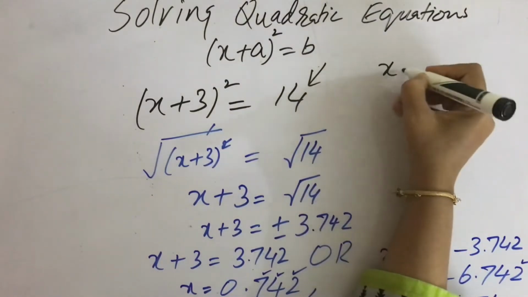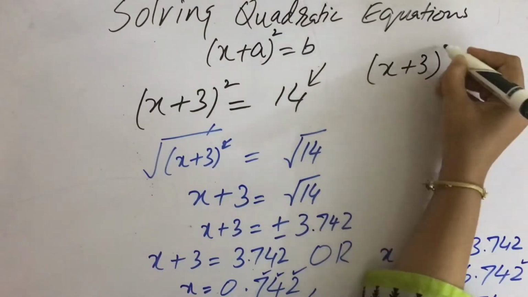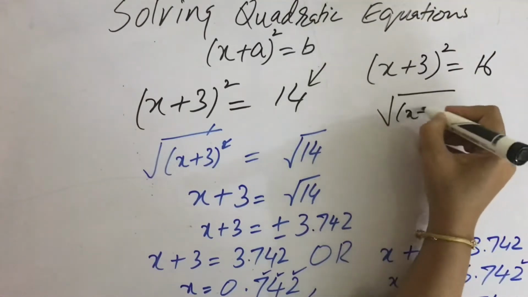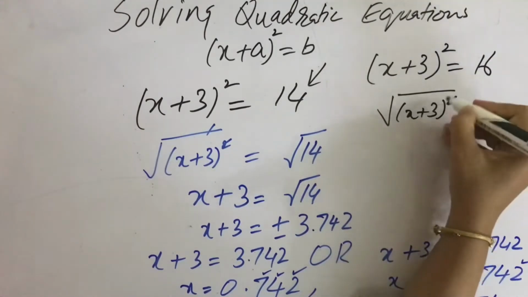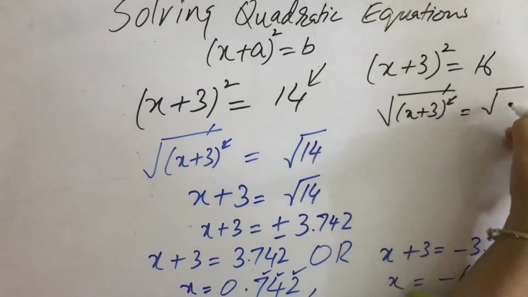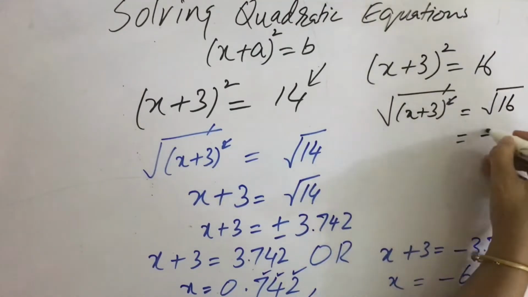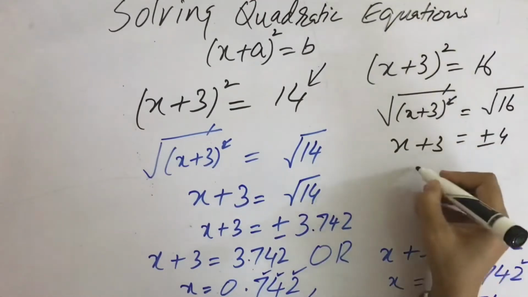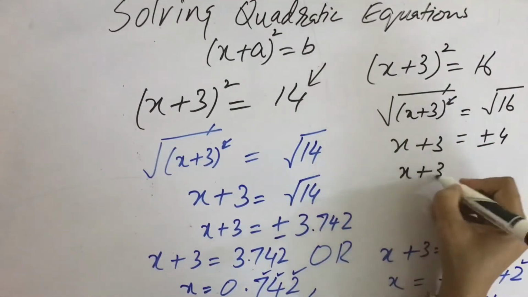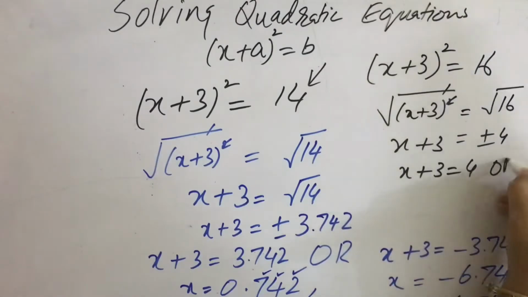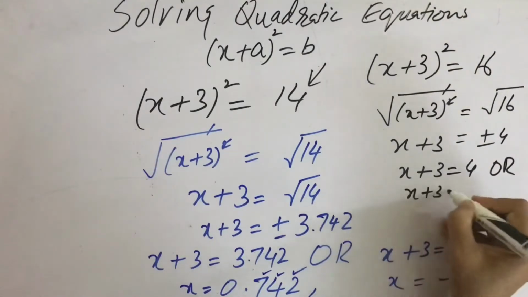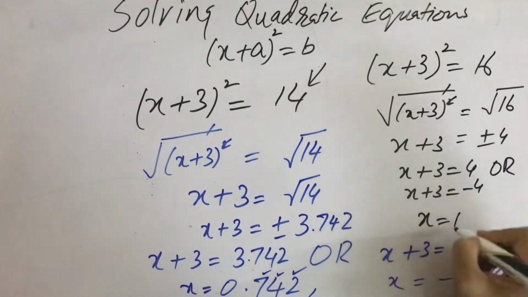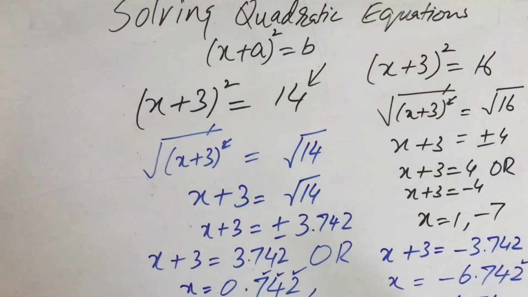If we have (x plus 3) square equal to 16, and when we take the square root of both sides, you can notice that when we shall take the square root of 16, we shall have plus minus 4, and we can easily have two answers. x plus 3 equals to 4, or x plus 3 equal to minus 4. One answer will be 4 minus 3, 1, and the other answer will be minus 7.